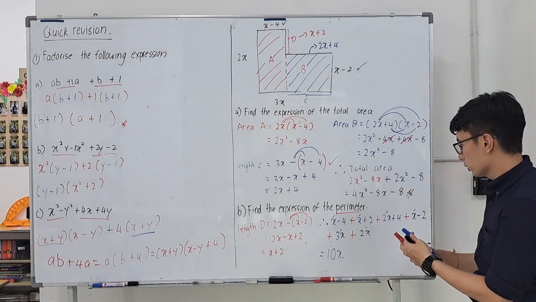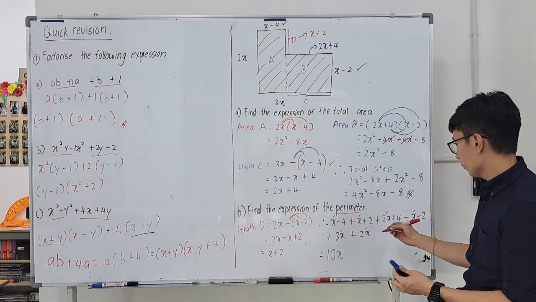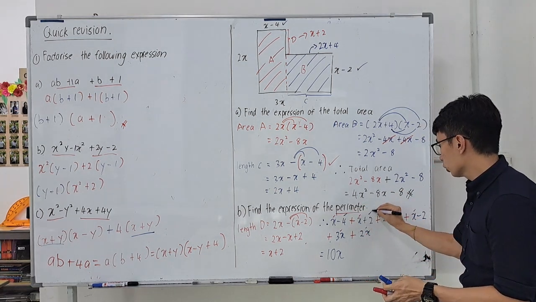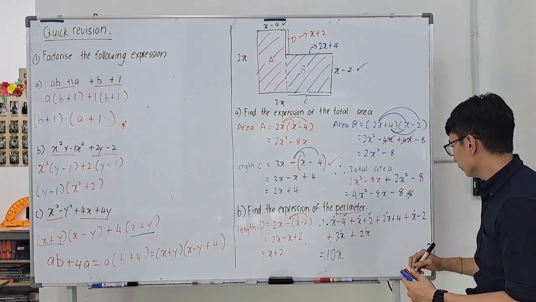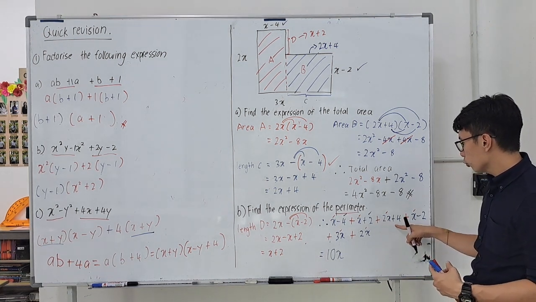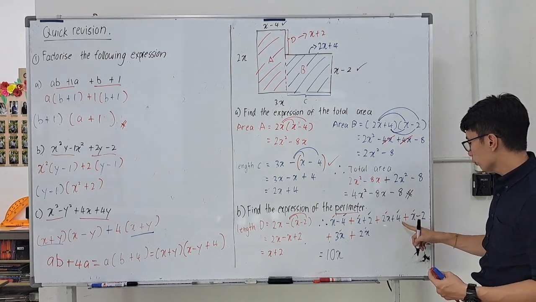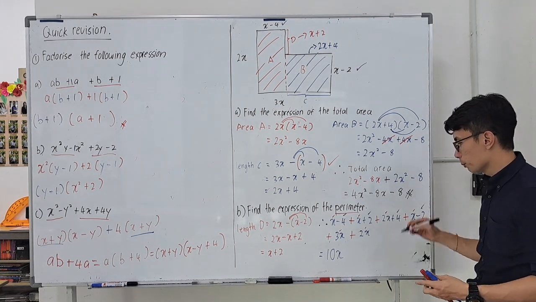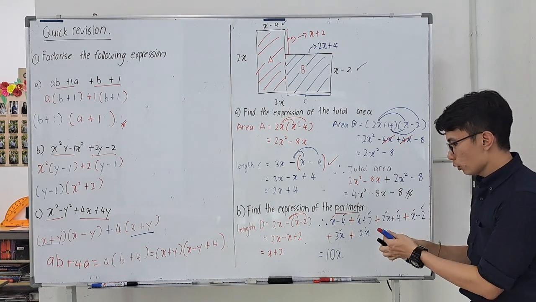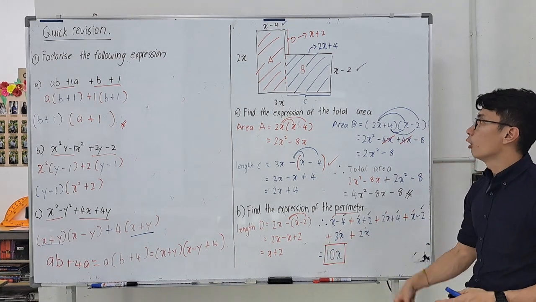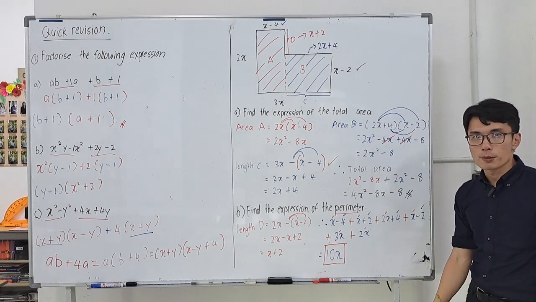Now what about the numbers? So let's see. I have negative 4 plus 2, that will be negative 2. Alright, negative 2 plus 4, that will give me positive 2. Positive 2 minus 2, that will be 0. So that's it. So this is the expression of the perimeter of this shape. Okay?